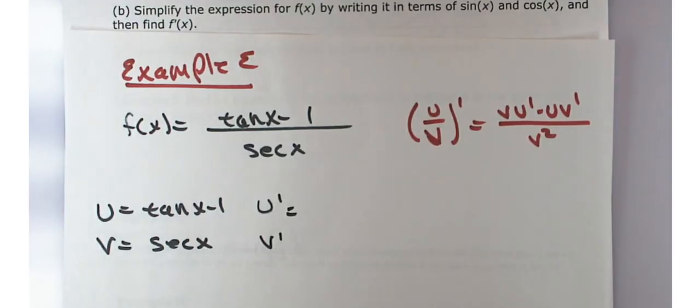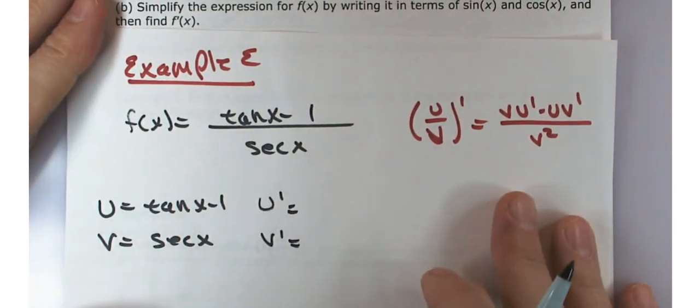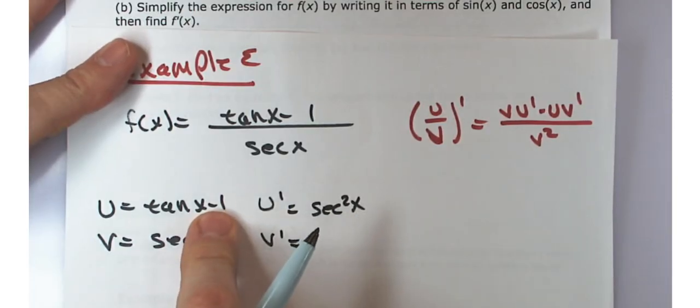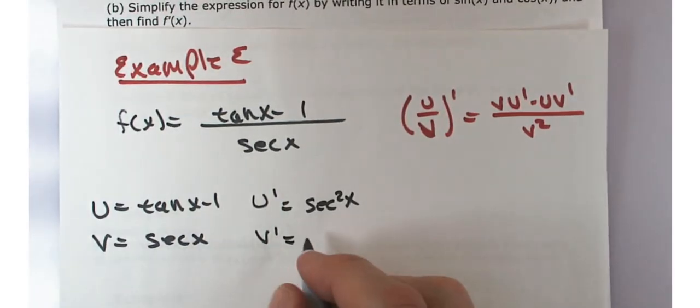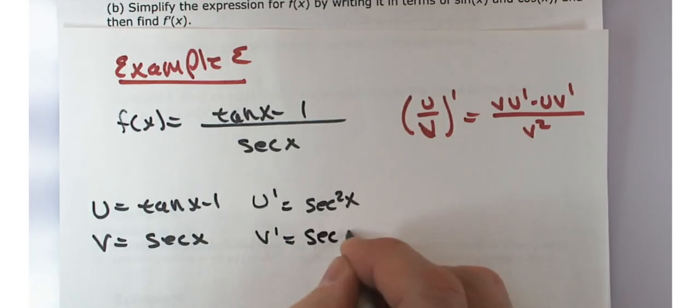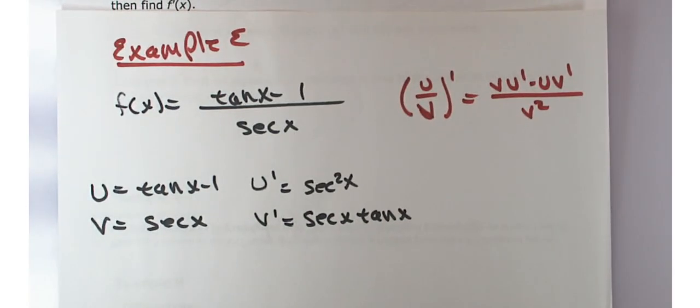I need u prime and v prime. So, Amir, what's u prime and v prime going to look like here? Feel free to look at your sheet. This is still new. All right, secant squared of x. Nice. The 1 disappears when we take its derivative. Good. And then, oddly enough, secant has as a derivative, yeah, secant x times tangent of x. Nice. Thank you, sir.